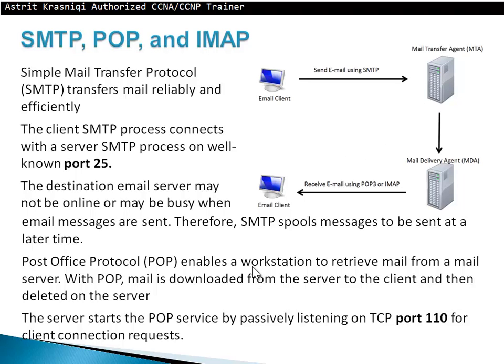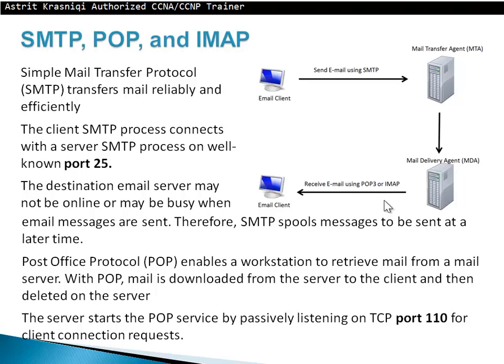Simple mail transfer protocol transfers mail reliably and efficiently. The client SMTP process connects with the server SMTP process on well-known port 25. The destination email server might not be online or might be busy when an email message is sent. Therefore, SMTP spools the messages to be sent at a later time. So when you send the messages, the mail transfer agent will send them to the mail delivery agent, and the mail delivery agent is going to hang on to them until the client receives or requests them.